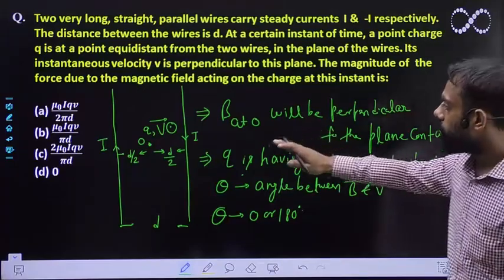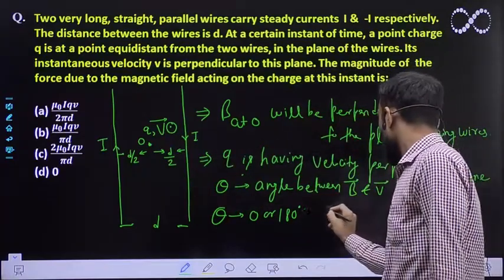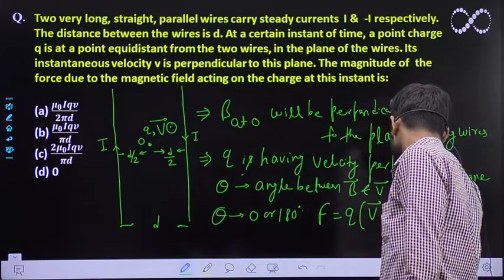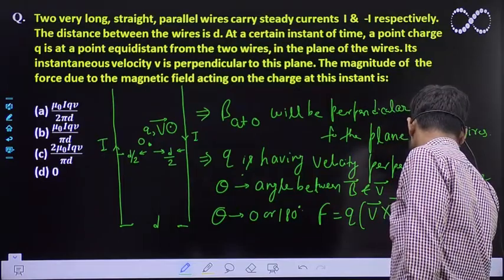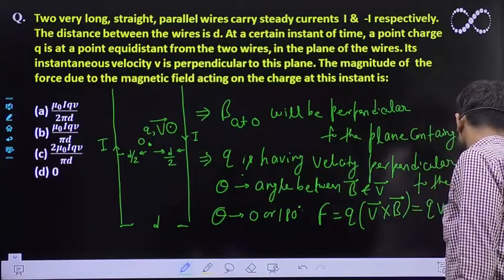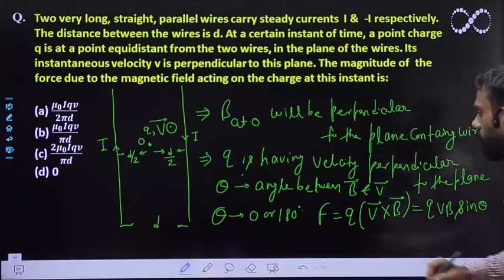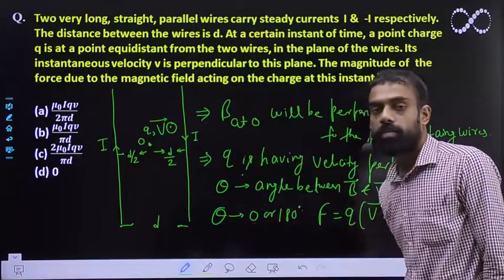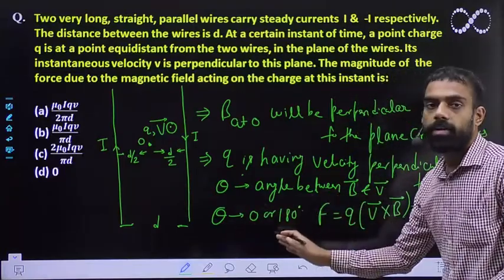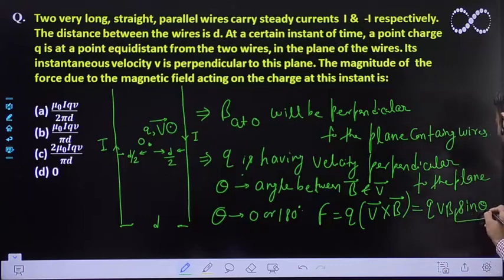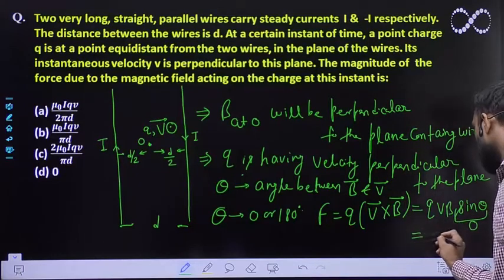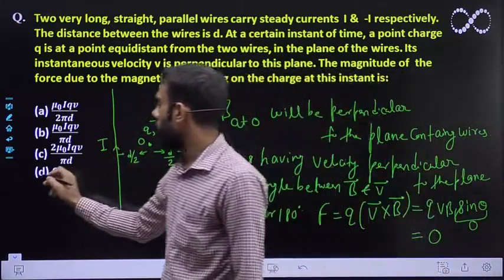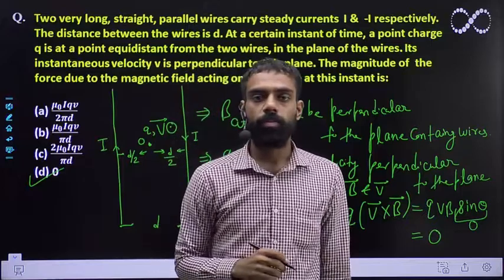Now it is asking what will be the force on this charge. As you all know, the force will be Q V vector cross B vector, which is nothing but Q V B sine theta. Now you see theta is 0 or it may be 180, but in both cases sine theta will be 0. Whatever the angle is, sine theta has to be 0, so the overall product will be 0. So the force will be 0. See which option is coming: option D. Okay students, I hope you understood this question.